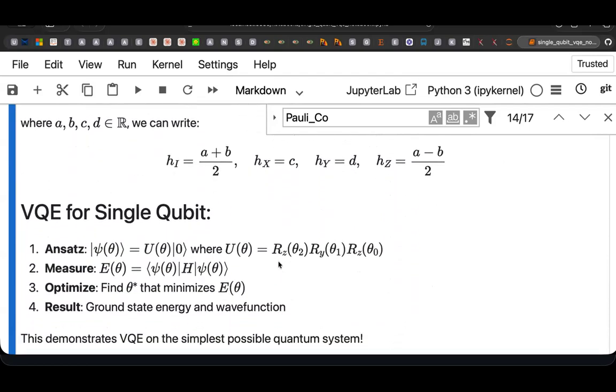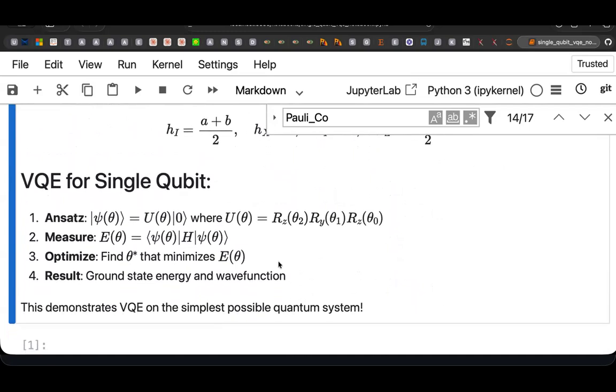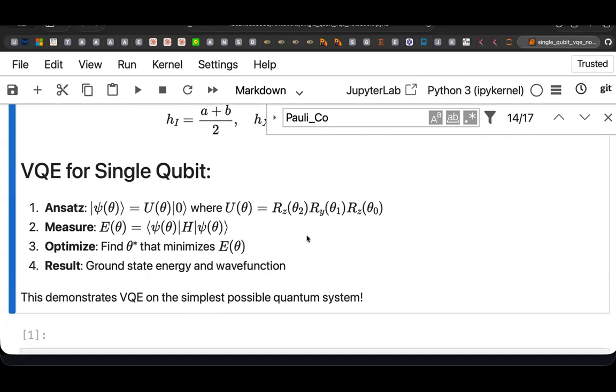So if we now look at the VQE for a single qubit, the brute force way we are going to implement this is to set up a unitary transformation in terms of these Pauli X, Y, and Z matrices. Then we are going to measure this quantity here. We're going to do the optimization, and then the final result is the ground state energy and wave function.